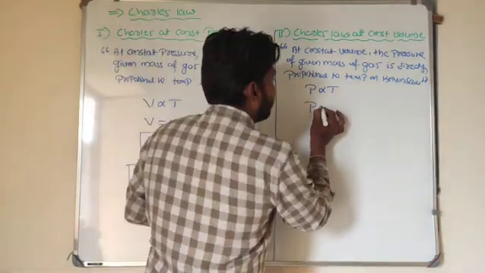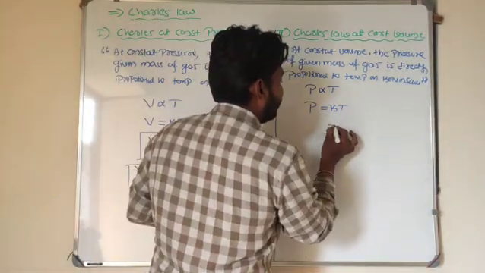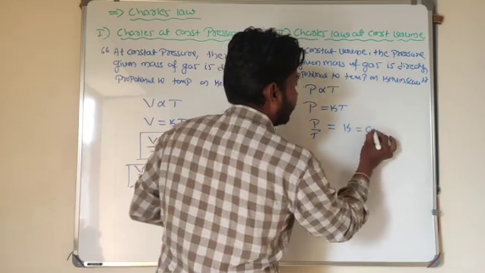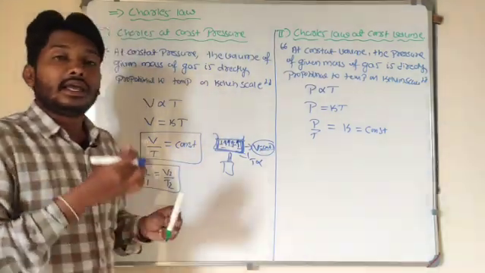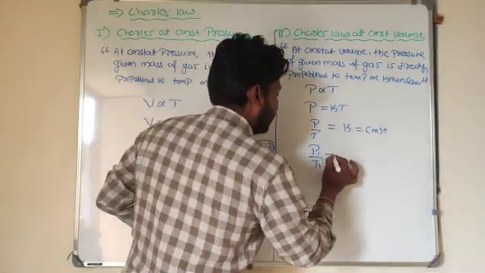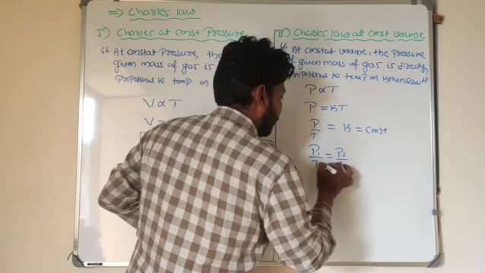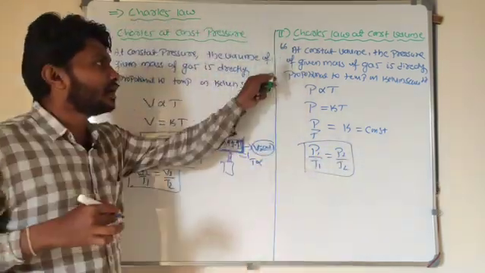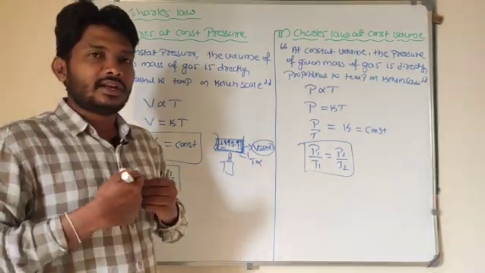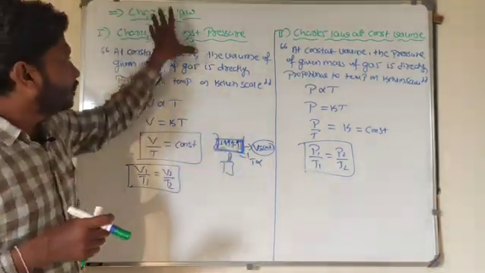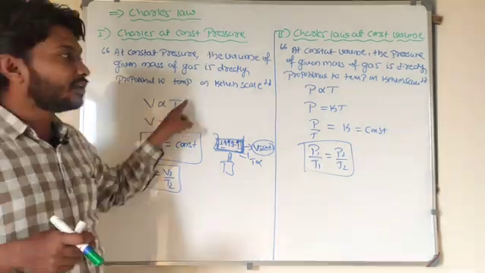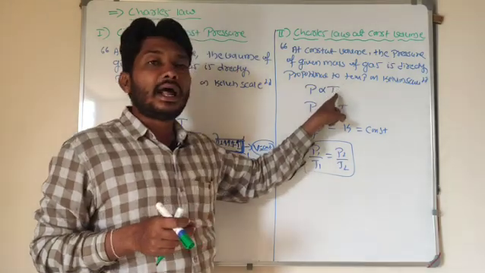You can consider P is equal to K into T, or P by T is equal to K, where K we can consider as constant. K ಏನಂತ ಕನ್ಸಿಡರ್ ಮಾಡ್ತೀವಿ, ಕಾನ್ಸ್ಟೆಂಟ್ we can consider, or P1 by T1 is equal to P2 by T2. So this is about Charles law at constant volume, and this is about Charles law at constant pressure we can consider. So look at here, in both the cases I can understand what is the relation between volume and temperature, and here the relation between pressure and temperature.